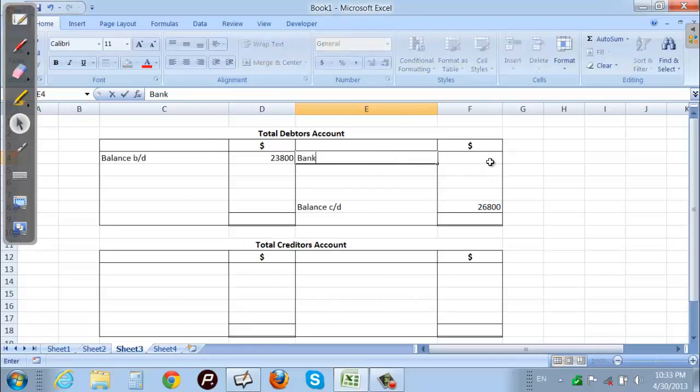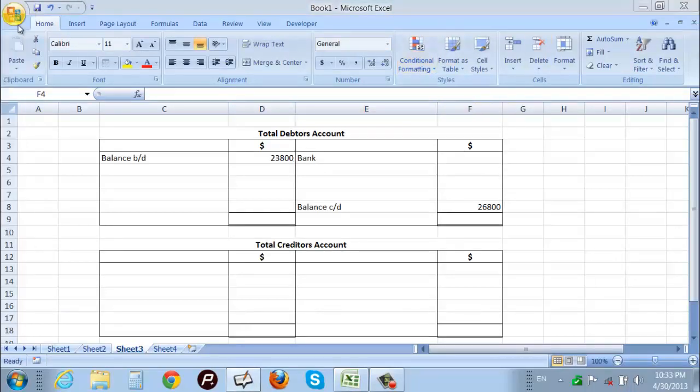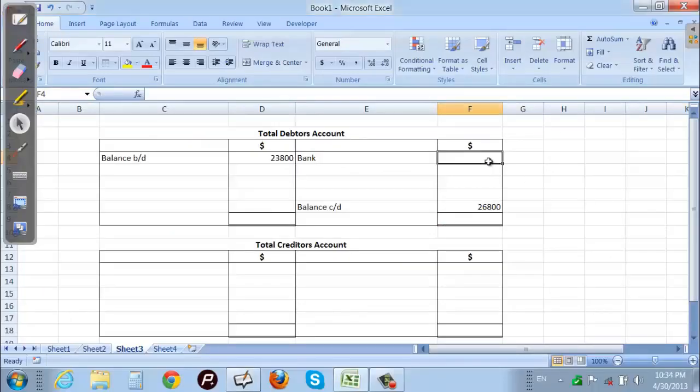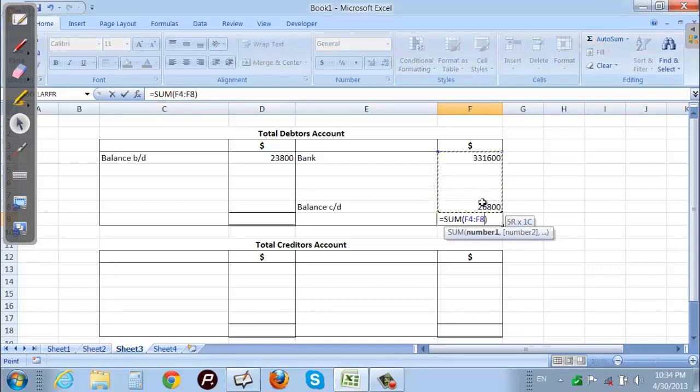We got the money and the amount is $3,31,600. So this we will write here. Now in the question there is no discount allowed, no bad debts. So finally now we will compare both the sides of the debtors account.